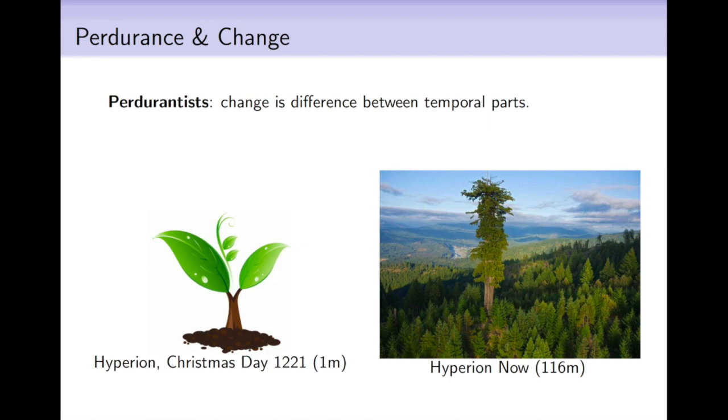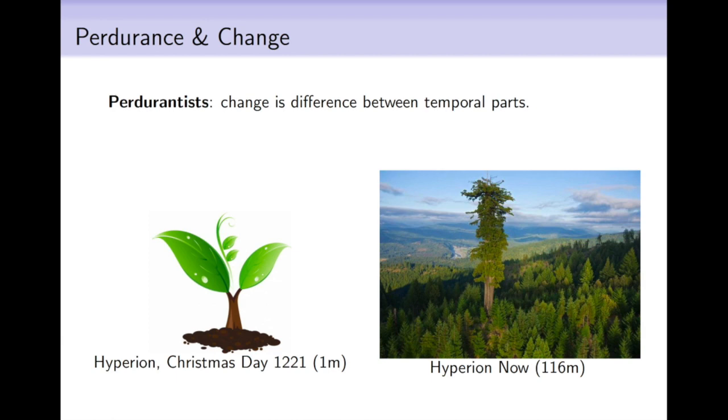Okay, so here we have a case of change, obviously. Hyperion was a meter tall and now is 116 meters tall. So these are two different incompatible properties that we nevertheless seem to want to attribute to the same object, the same tree, namely Hyperion. So is this a violation of Leibniz's law? On the face of it, it seems so.